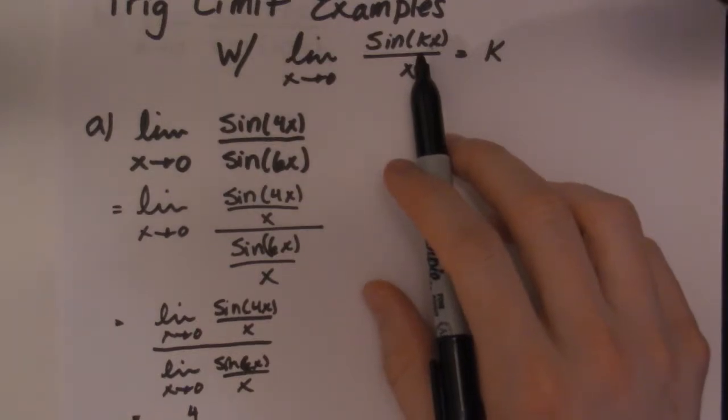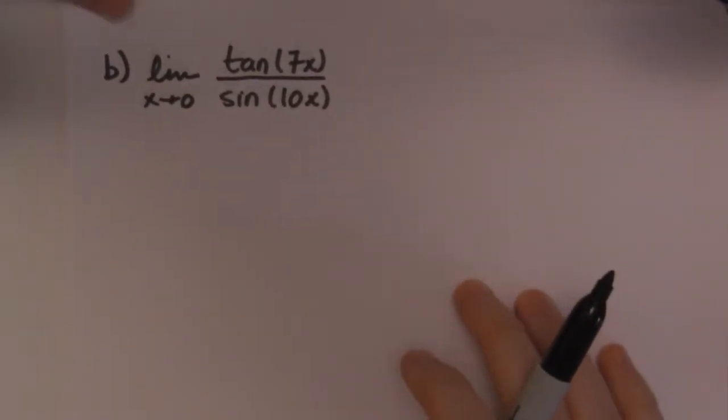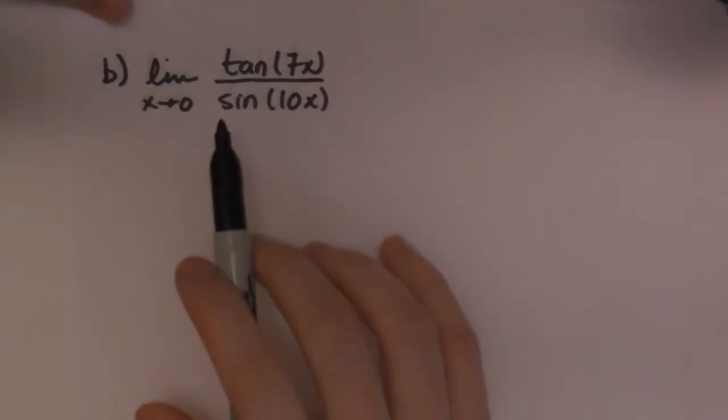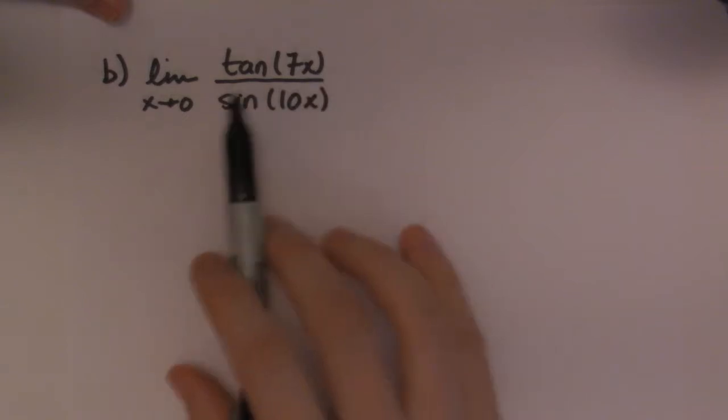Let's do another example. So there are like a billion different types. I'm just trying to give you guys sort of an overview of the few different ways that we have these things. Alright, so here we have the limit as x goes to 0, tan 7x over sine 10x.